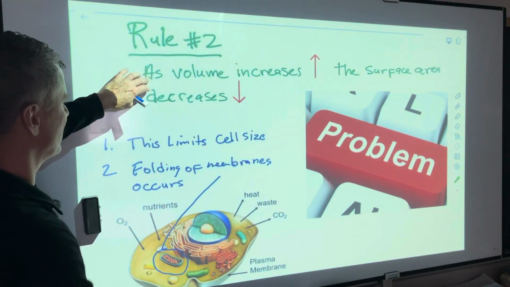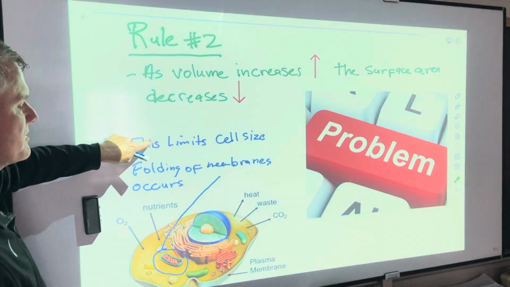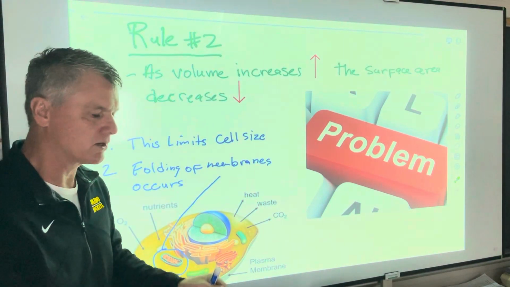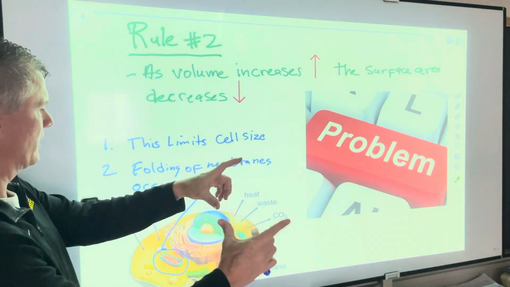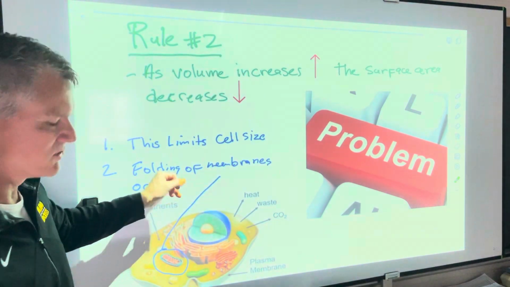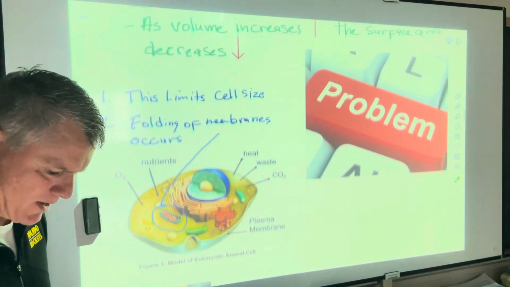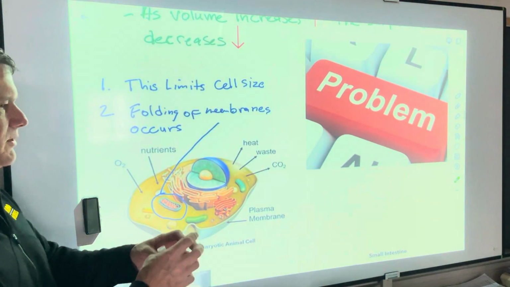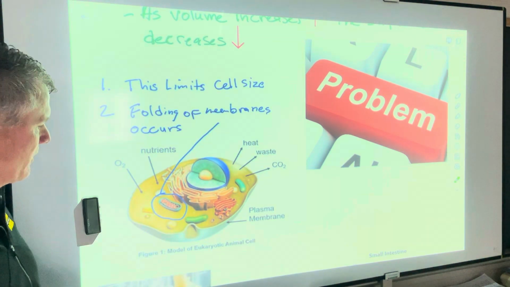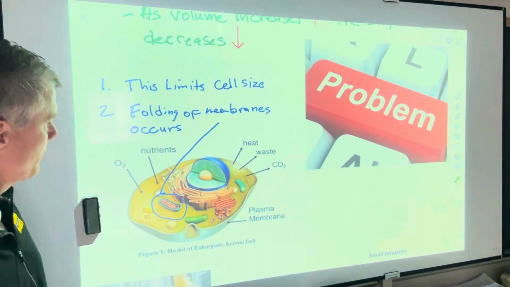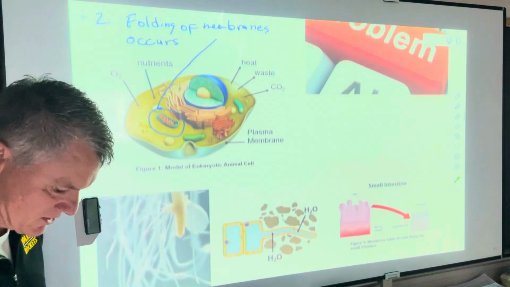Right? So this is kind of a rule, and it always is going to limit cell size, so you'll never see a dinosaur or a blue whale, which is the biggest animal ever, have big cells, right? And so Mother Nature has kind of combated that problem. Not only do cells divide when they get to a certain size, but they will also begin folding. Okay, and here's an example.